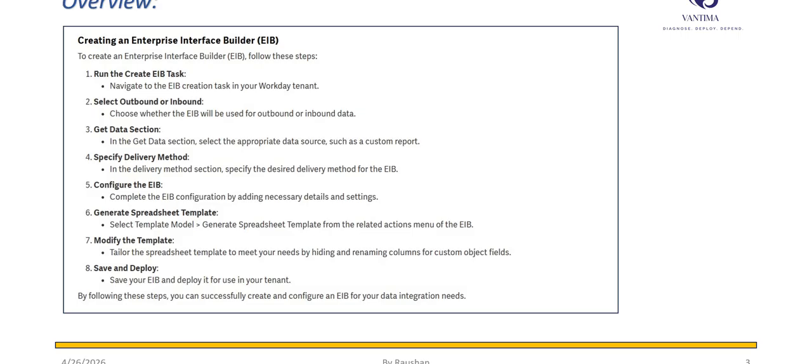And generate a spreadsheet template. We will also see for the inbound EIB how to generate the template, how to modify the template, and how to save and deploy using a tenant. So these are the basic steps for both EIB outbound as well as EIB inbound. So without spending our time, we will go to the tenant.